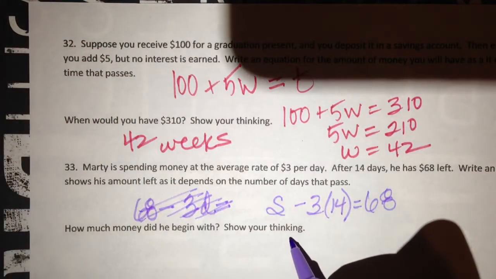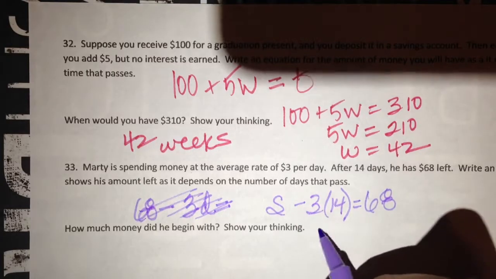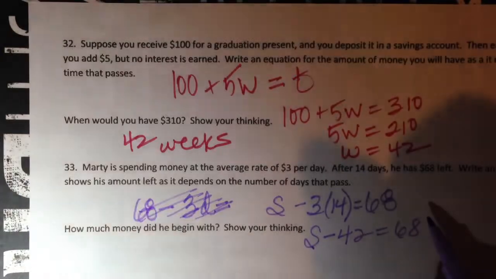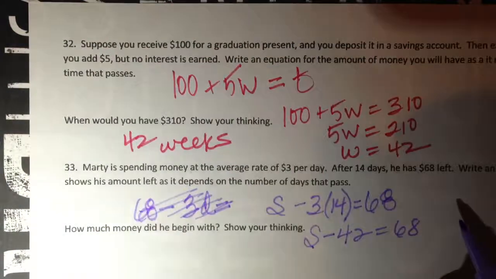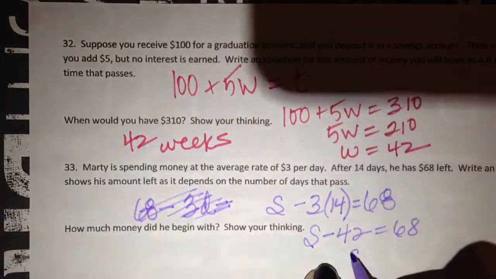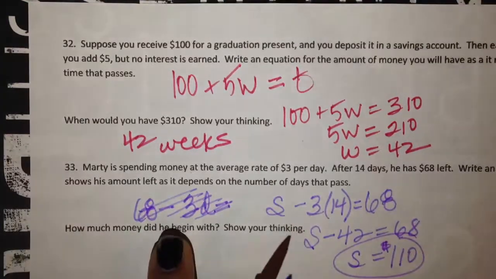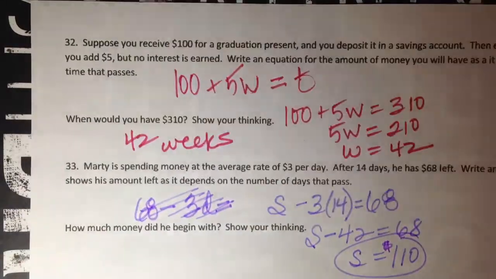So what I'm finding is that that worked out to be start minus $42 was 68. If I add 42 back to what I had, I find out that he started with $110. I was on the right track with this equation, but I wanted to get an answer, so I went for it.